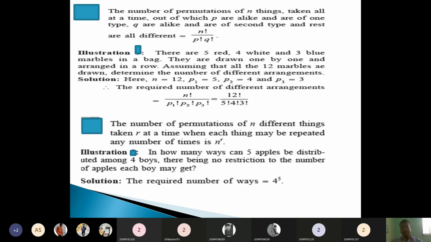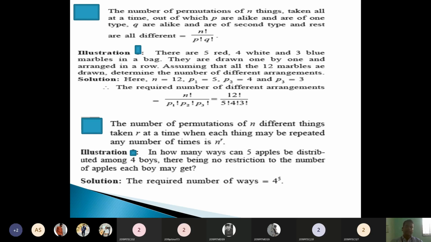12 factorial means 12 into 11 and so on down to 1. Similarly, substitute the other values in the denominator, then simplify the numerator and denominator, and you will get some constant. That way we can identify the value. So that is one type of problem in permutation: if similar kinds of objects are coming, then what will be the permutation? In this manner, we have to find the value.